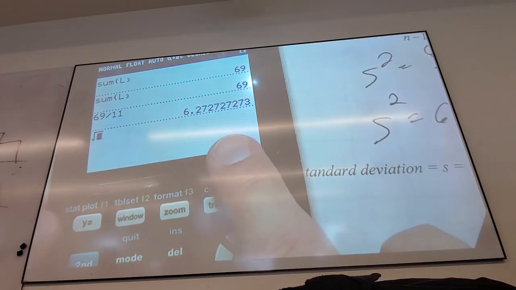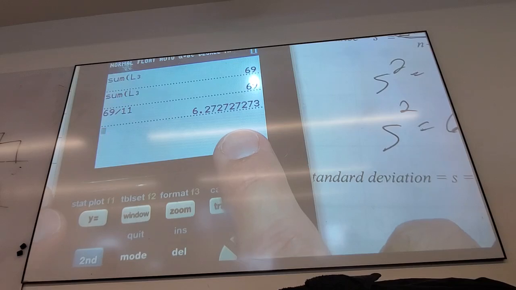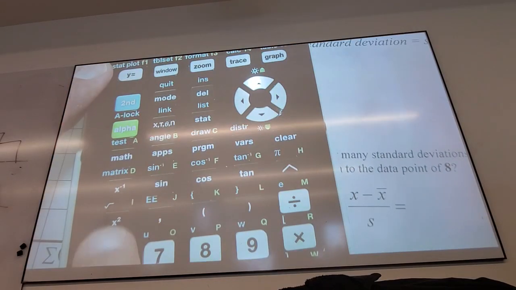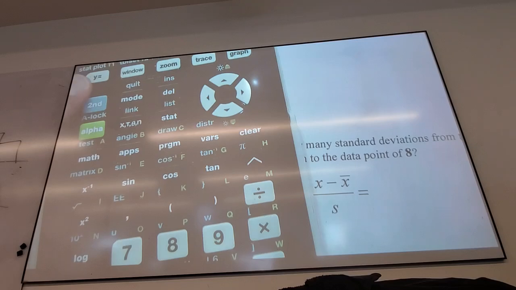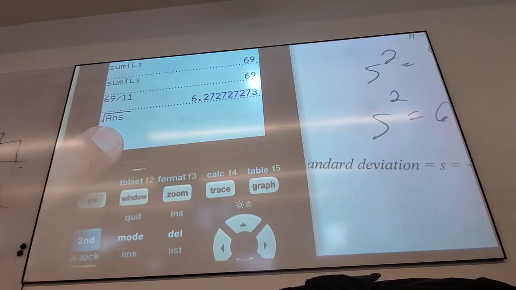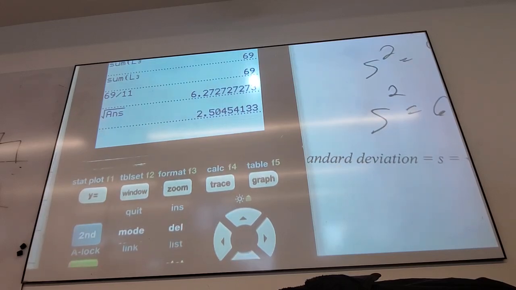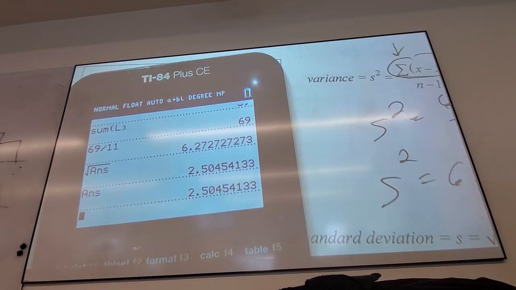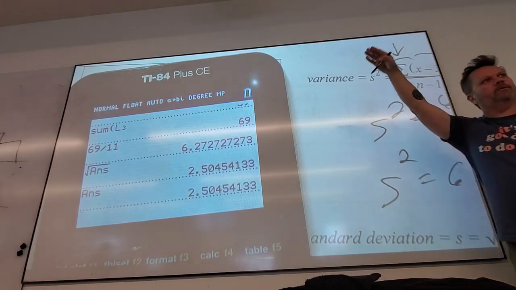So I've got a number on the screen that I want to take the square root of. So I hit square root of answer. Answer is the most immediately accessible memory space. It is the last number that was on the screen. So the minute I hit enter, what would answer have in it now? 2.5. Yes. If I hit just answer by itself, it's that number, because it always updates to be the last number that was on the screen.